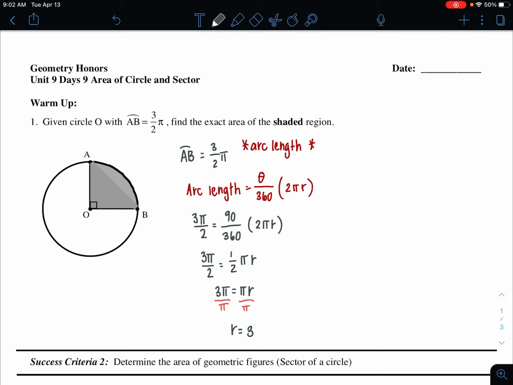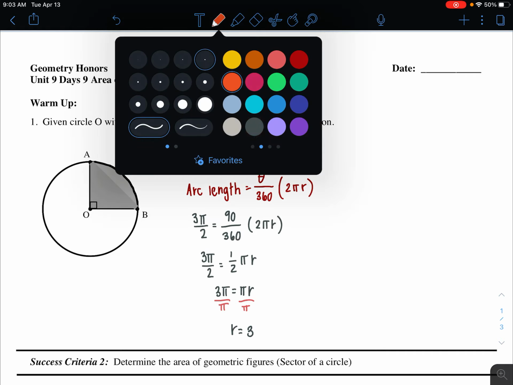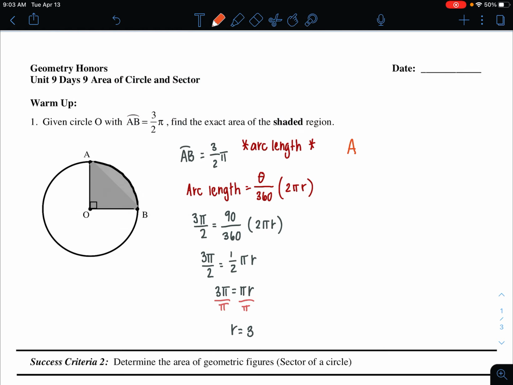So let's go ahead and figure out the area of my circle. Well, the area formula is pi r squared, so this will give us 3 squared times pi, which equals 9 pi units squared. Awesome.